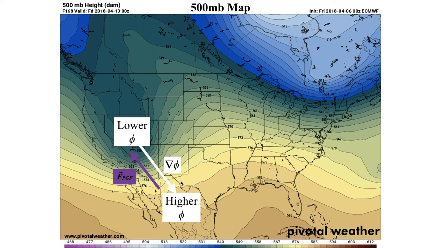So the pressure gradient force points from high pressure to low pressure, but also it points from higher heights to lower heights. So it's really nice how that works out because it's a nice consistent rule. If you're pointing from high pressure to low pressure, your pressure gradient force points from that higher pressure to the lower pressure. And then the same rule also applies if you're looking at, say, a 500 millibar map. Your pressure gradient force points from your higher heights to your lower heights. So that's how we diagnose pressure gradient force on, say, a 500 millibar map.